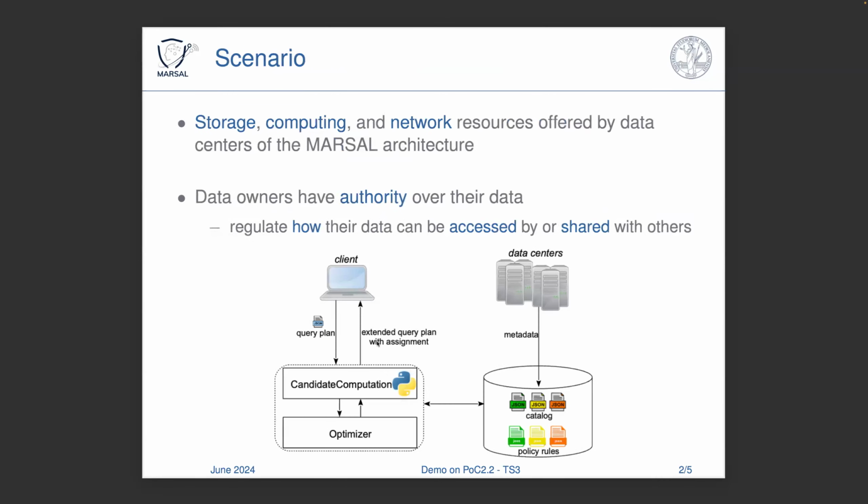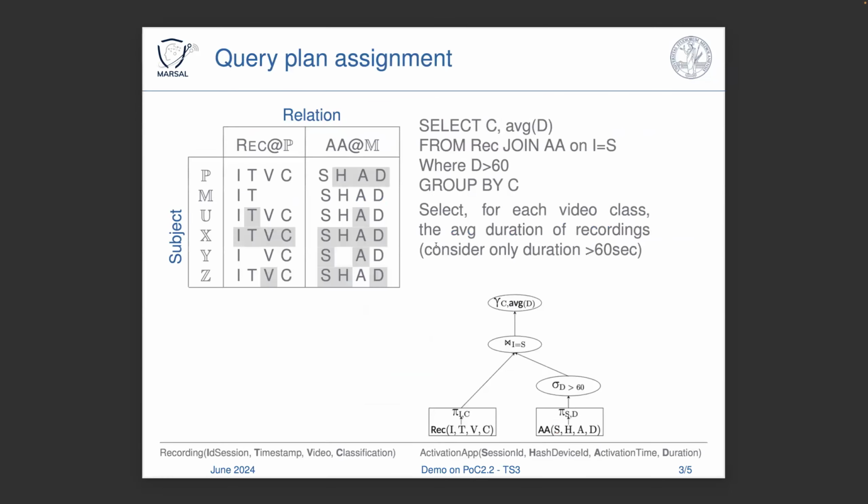The reference scenario considers storage, computing, and network resources offered by data centers in the MARSAL architecture. Data owners have authority over the data managed by their nodes and can regulate how their data can be accessed or shared with others. This slide shows an example of the working of our solution. This table shows the authorizations defined by each data owner. More precisely, we assume that there are 2 relations, one at owner P and another one at owner M.